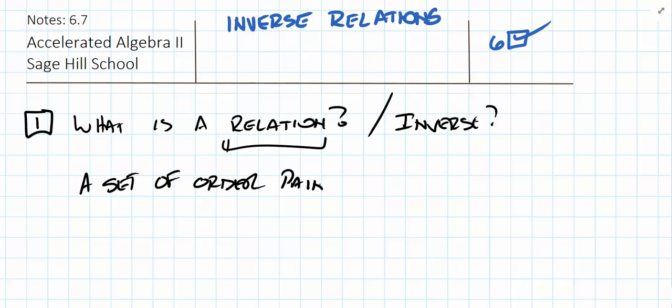And ordered pairs can come in all kinds of shapes and sizes. We can do x's and y's, we can do a's and b's, all kinds of things, for any sort of ordered pairs. Okay, what about the inverse then?